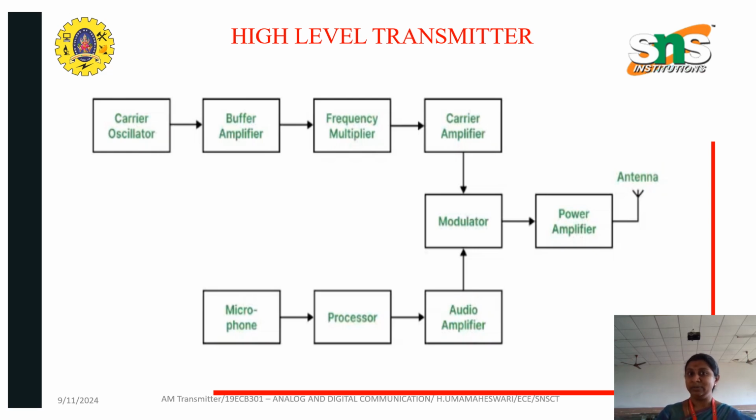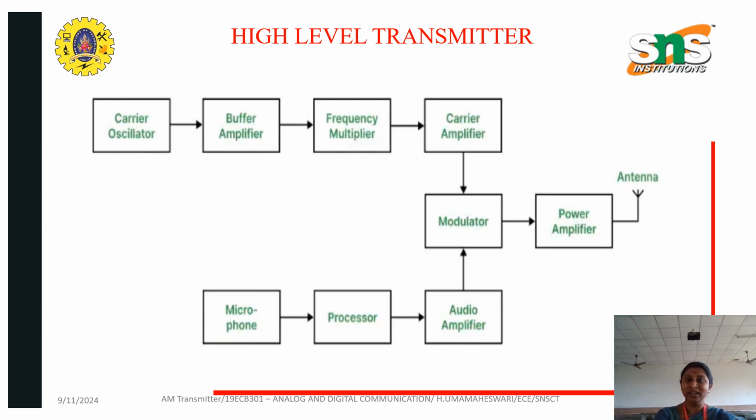The carrier oscillator generates the frequency. That frequency is amplified using a buffer amplifier, then it is multiplied with the frequency multiplier, and finally it is given to the carrier amplifier in order to boost up the signal, and it is given to the modulator. Whereas from the microphone our voice is taken and given to the processor in order to process certain data, and it is given to the audio amplifier, which amplifies the signal and gives it to the modulator.